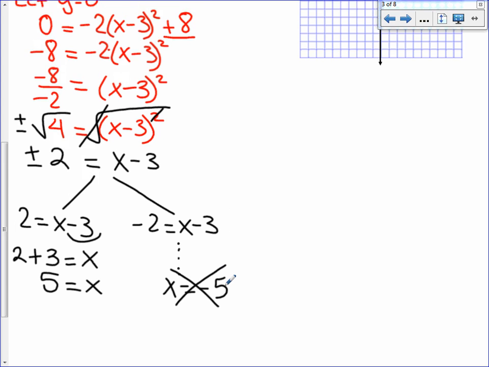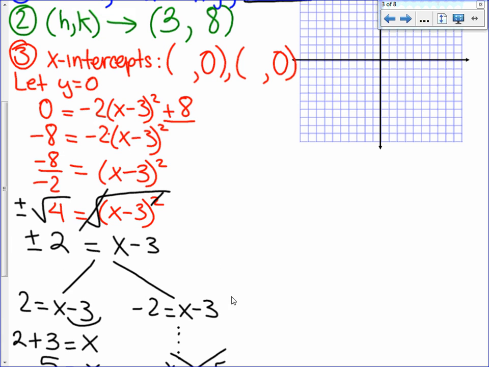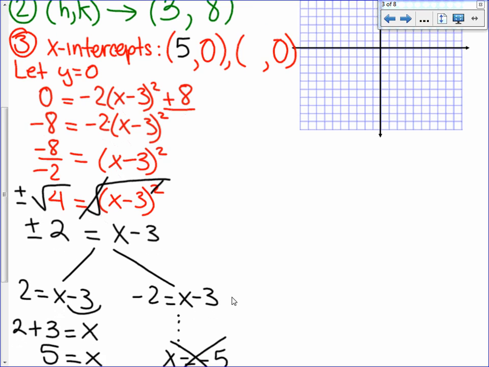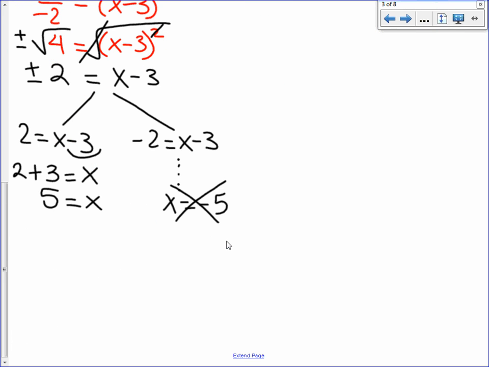So let's see. We have found one of the x-intercepts so far. That is 5, 0. So what we need to do is actually solve the equation.